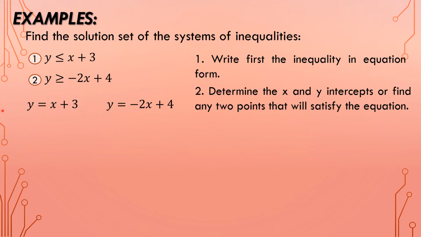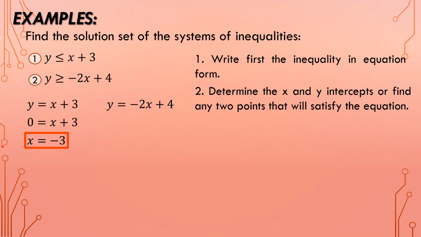Second step, determine the x and y intercepts or find any 2 points that will satisfy the equation. So dito, para mahanap natin yung value ng x and y intercepts, let us substitute. Dito muna tayo sa first equation, y equals x plus 3. So let's say that y is 0. So i-substitute natin ang y sa 0 para mahanap natin yung value ng x. So that will become 0 equals x plus 3. Next, the value of x is negative 3.